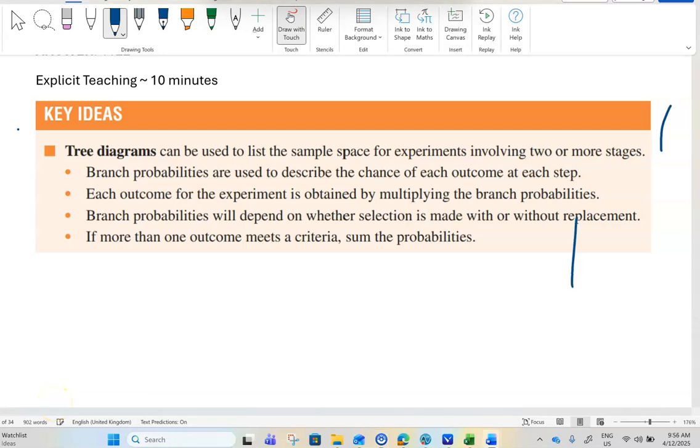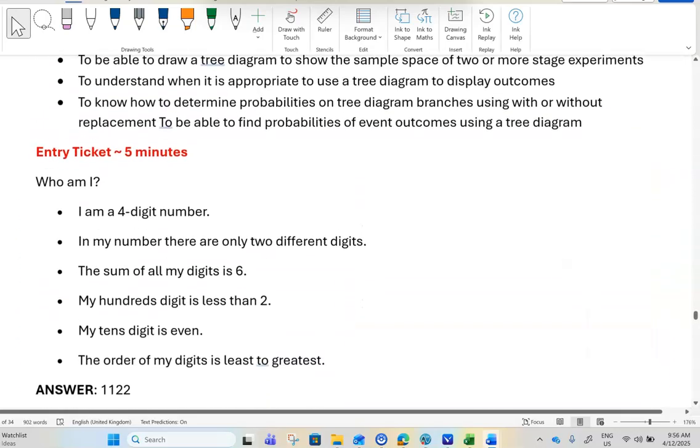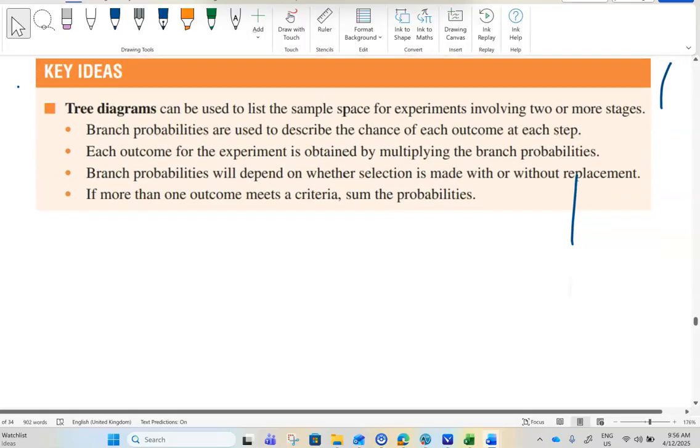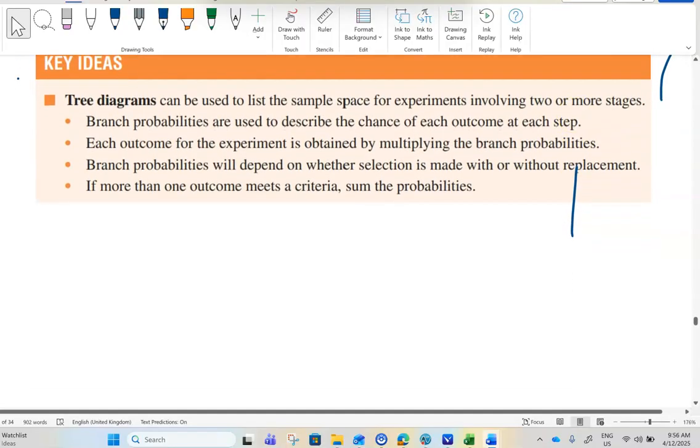Okay, so today what we're going to be doing is looking at tree diagrams in probability. So let's have a look at this example here, or rather the key things we're going to look at.